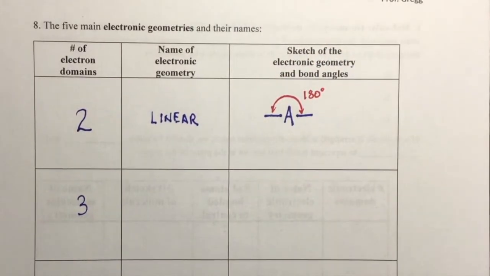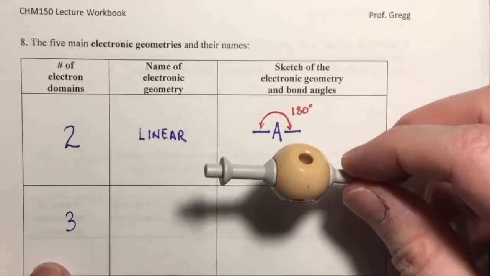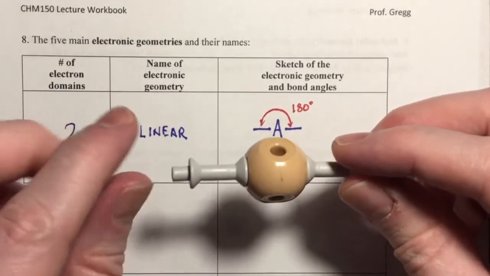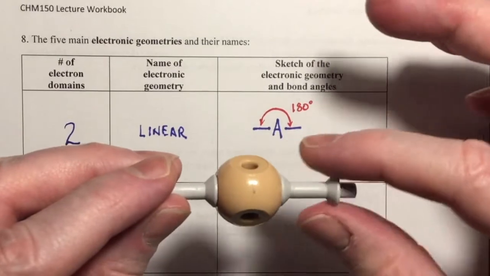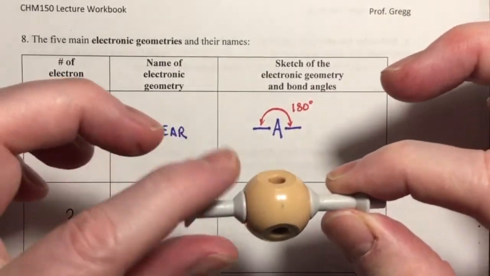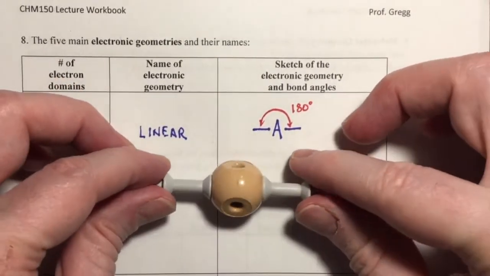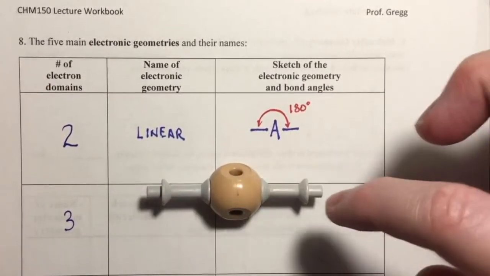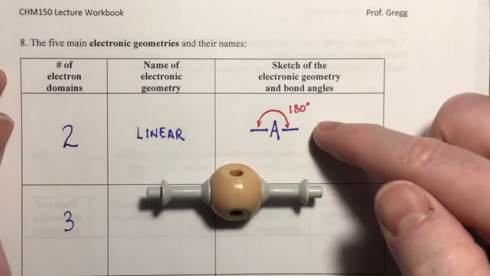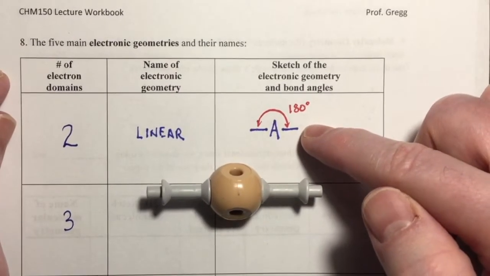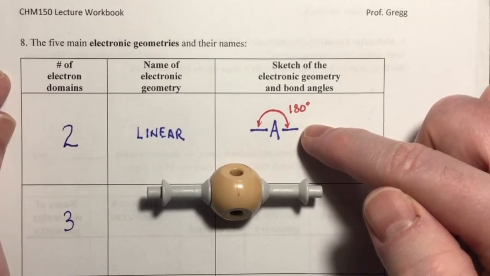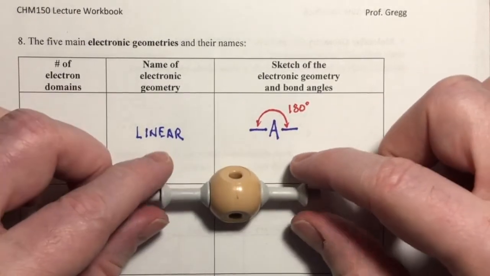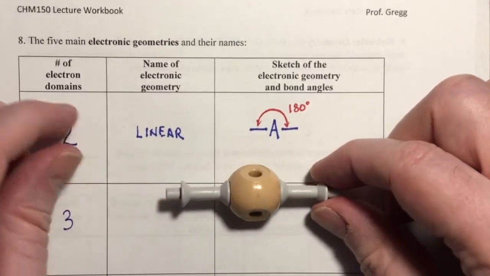And here is an example of it using a model. I have a central atom, that's this one right here. And then I have some kind of electron domain off to the right, some kind of electron domain off to the left. And notice that they are all in the same plane. They form a straight line. So I don't need to show any wedges or dashes to imply that these electron domains are somehow moving out of the plane of the paper. They're all in the same plane, and they form a straight line.